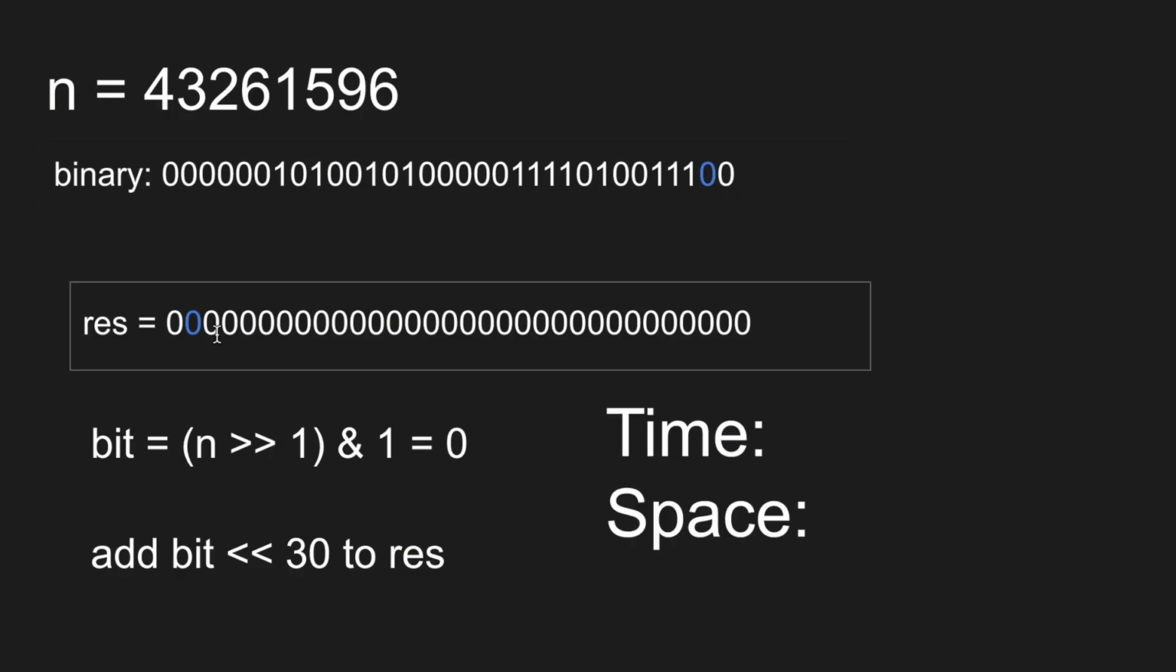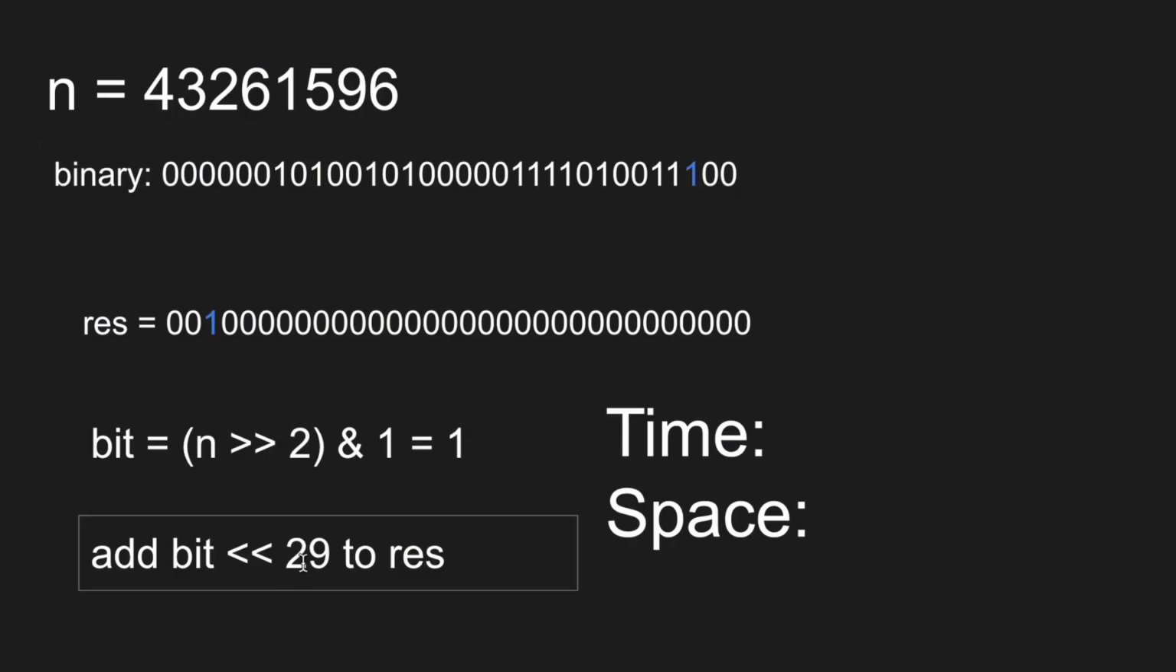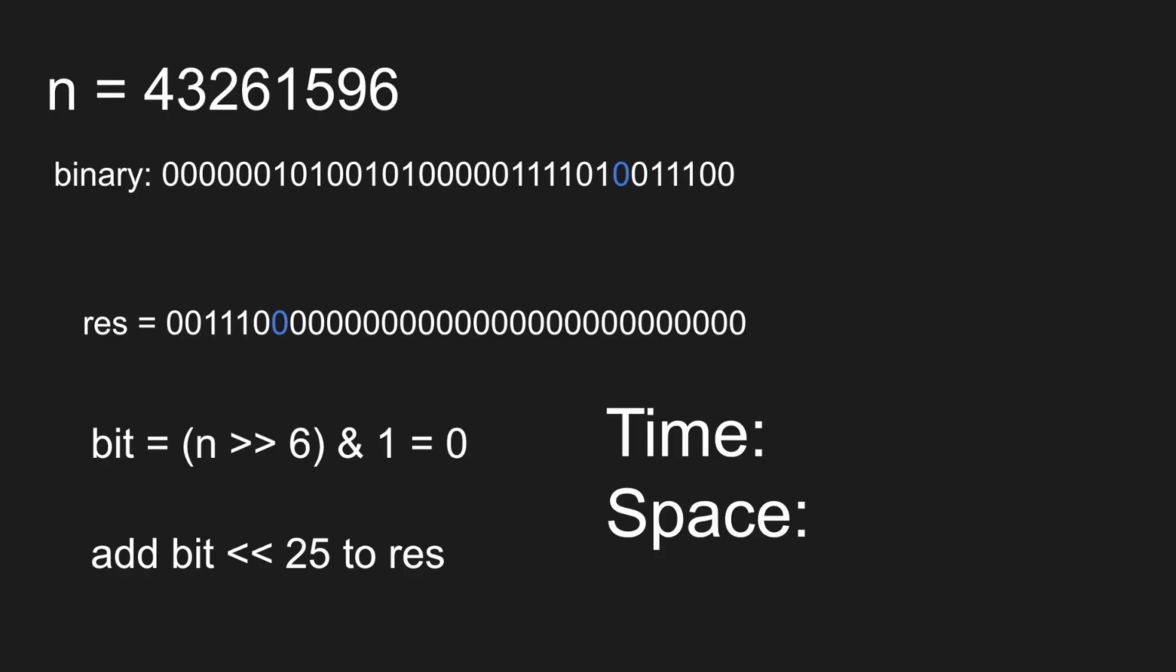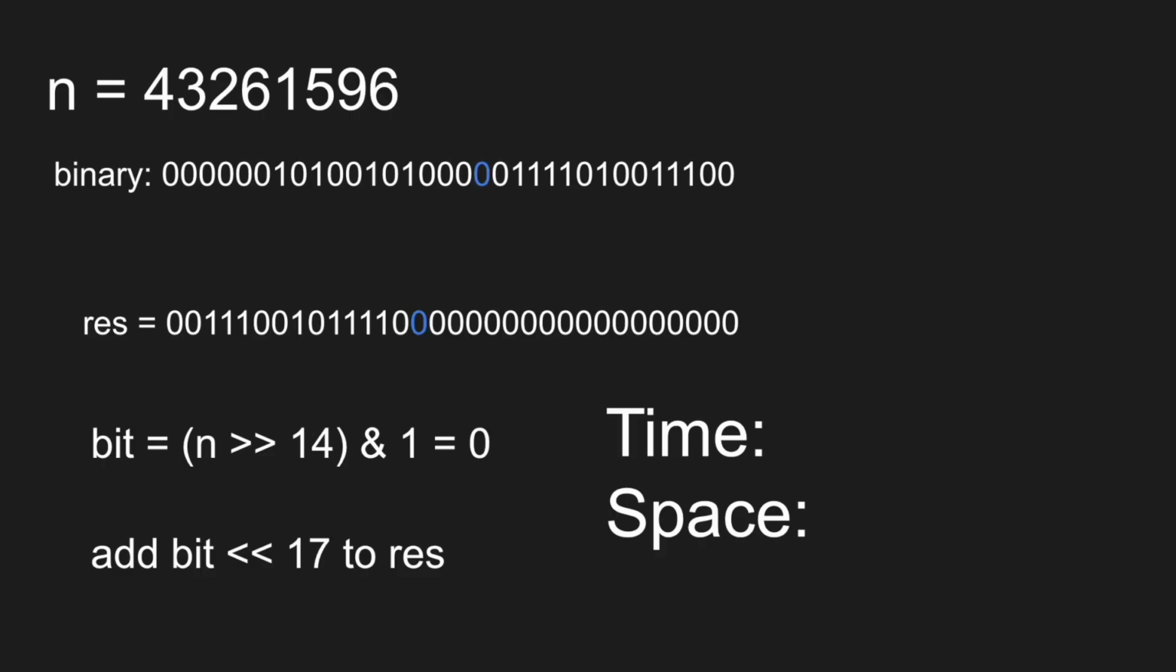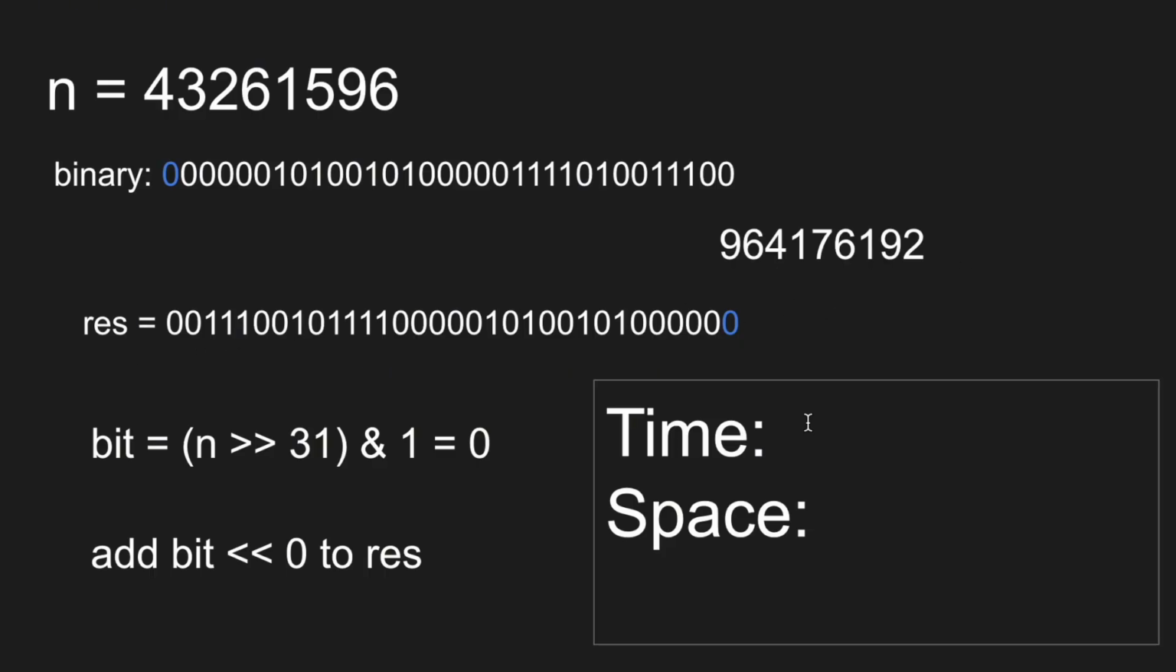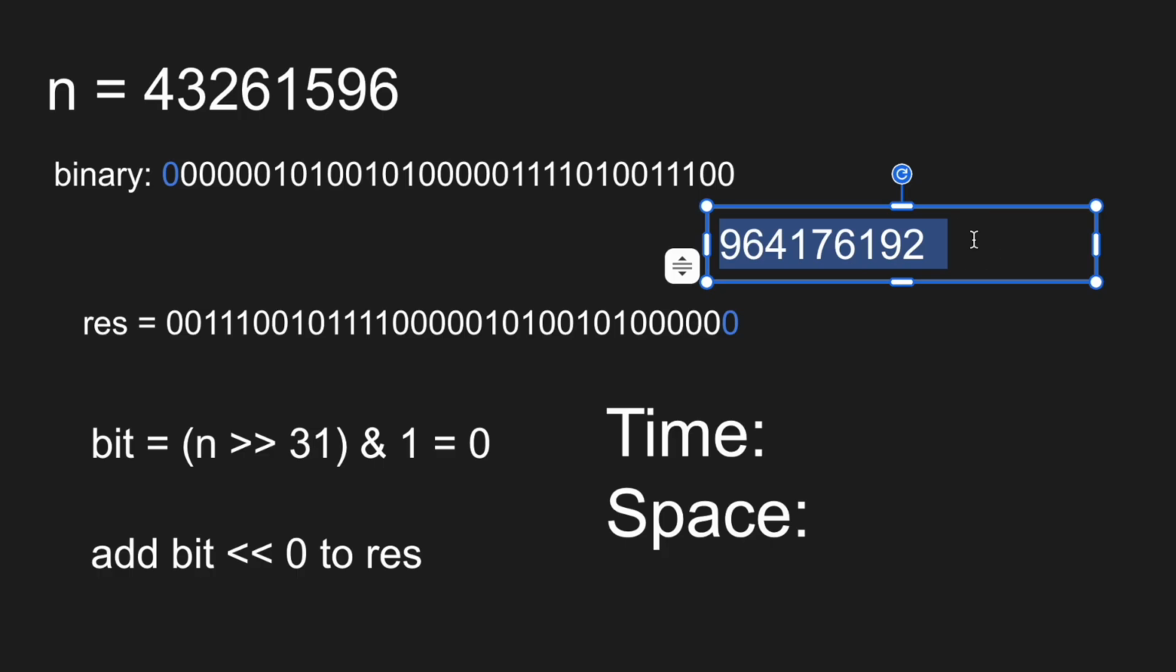Index 1 would be 0 here, and index 2 is shifted by 29 over here, and I will speed through the rest of the digits. And finally, this will be our result. In case you're curious, this will be the number in decimal form.